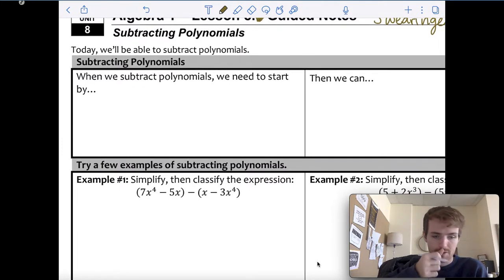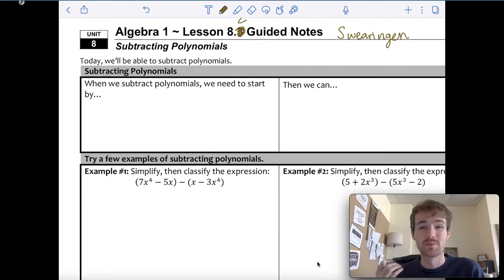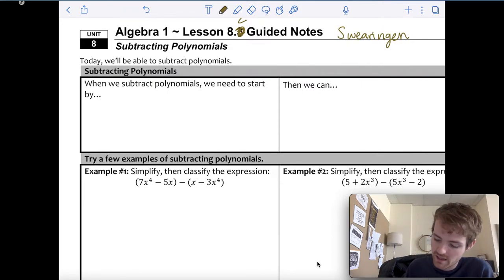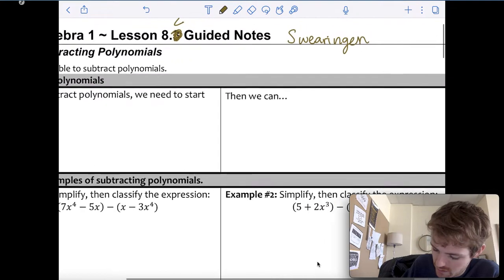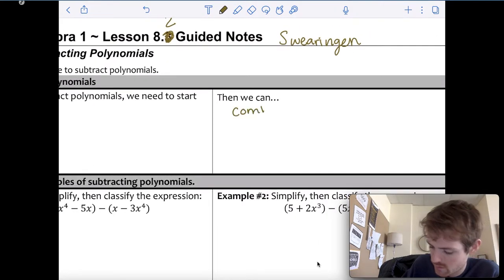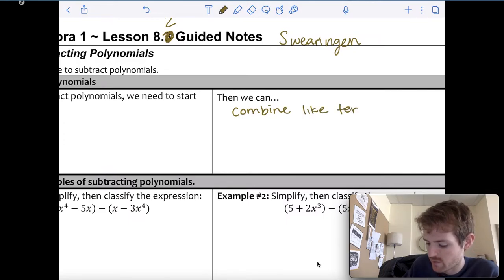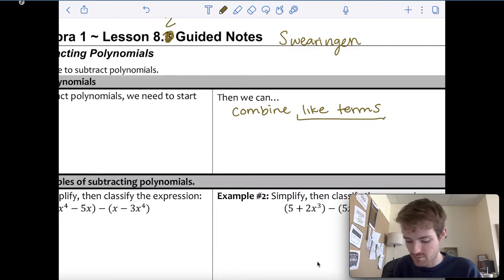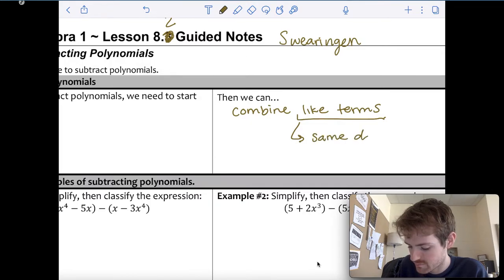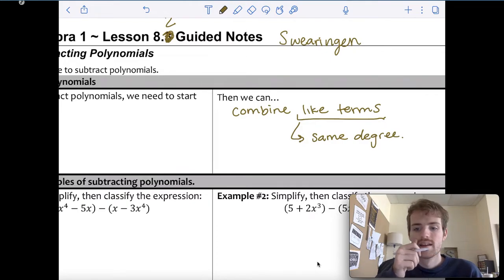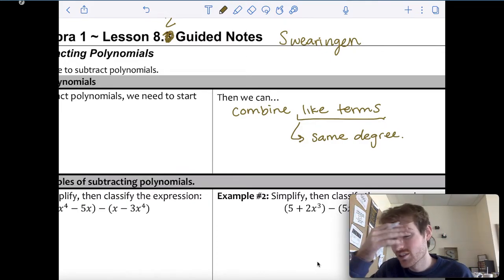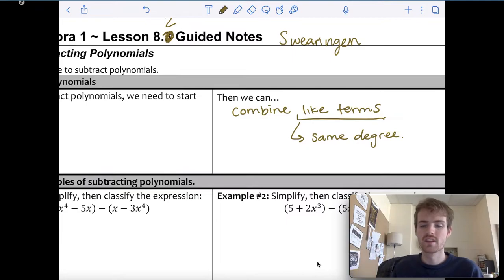Really, we don't have to do this first part as long as we remember this. We can combine like terms. And remember, we talked about when we said like terms, that means terms with the same degree. And then just instead of adding the numbers together, all we're doing is subtracting. Of course, there is one extra element.